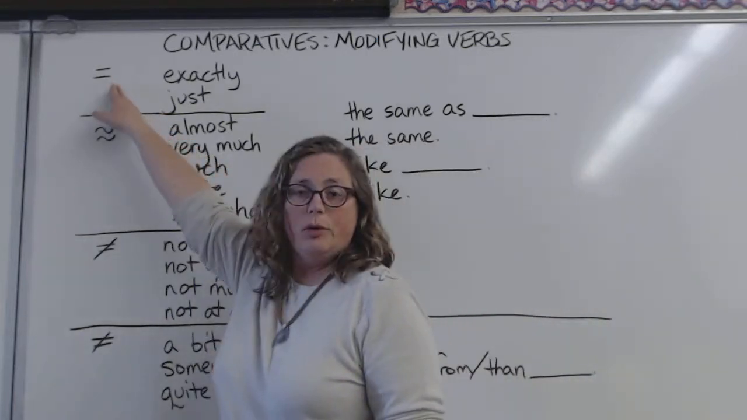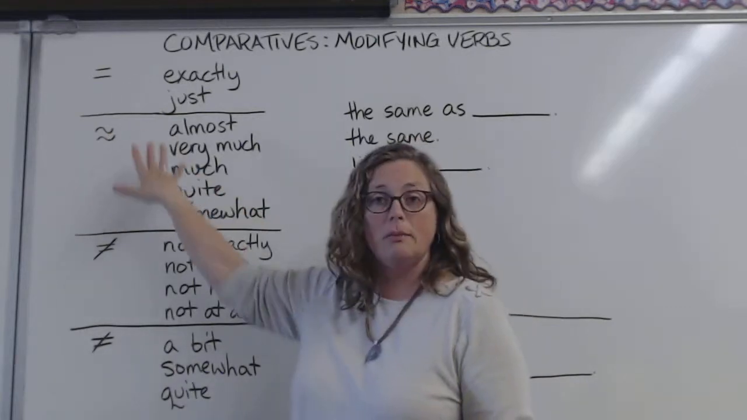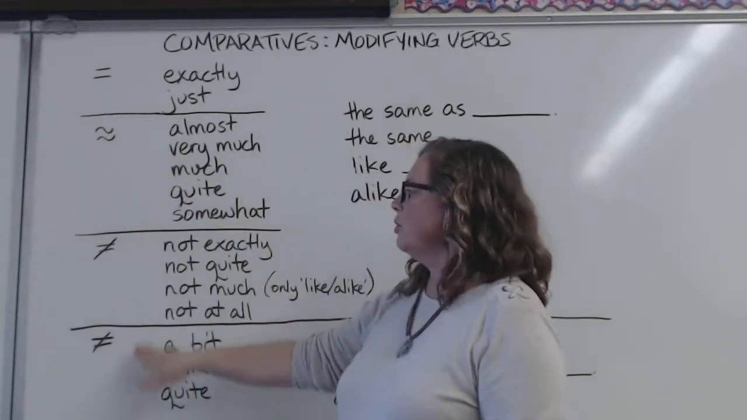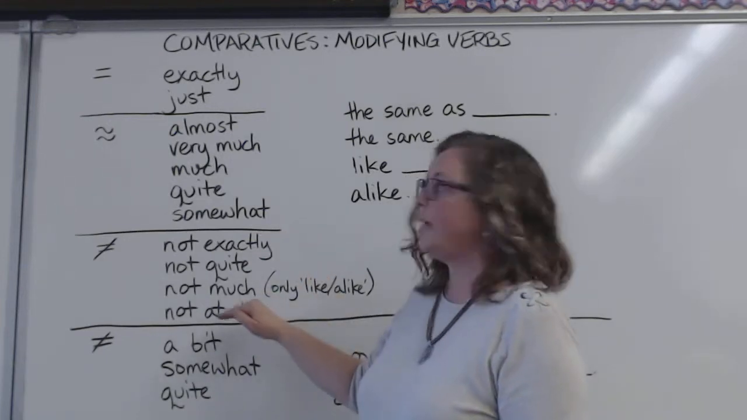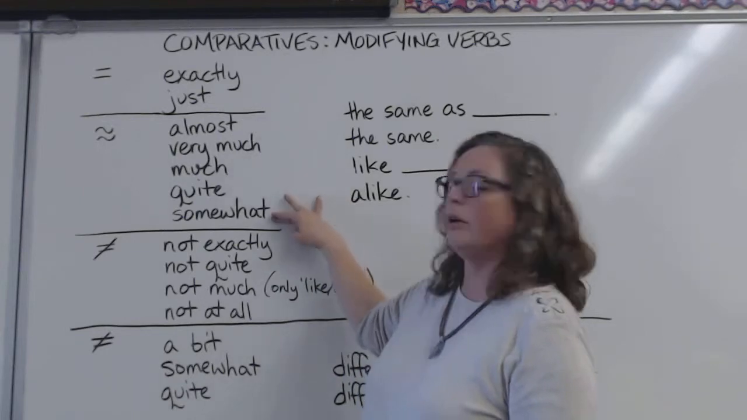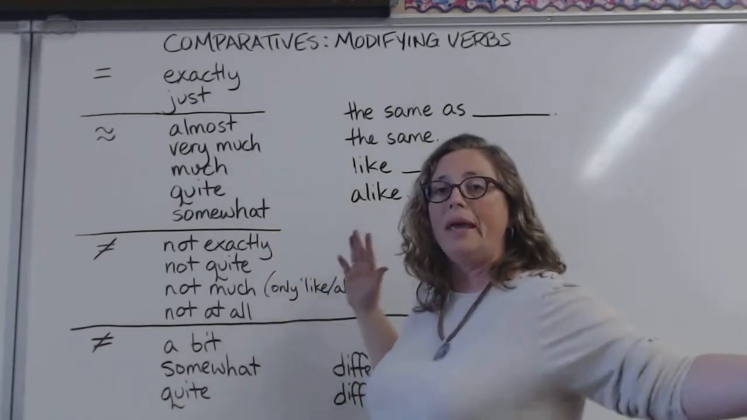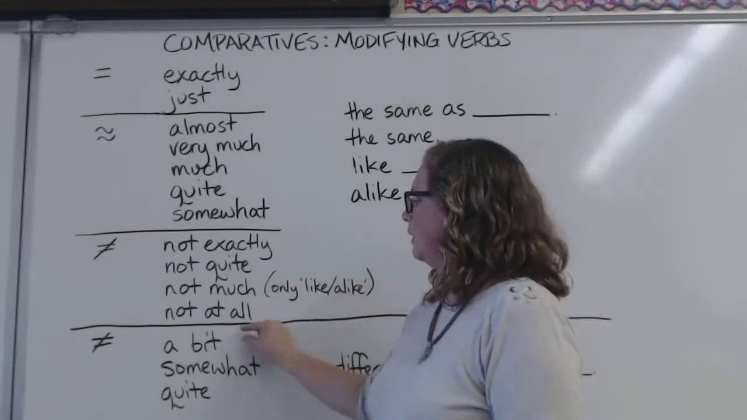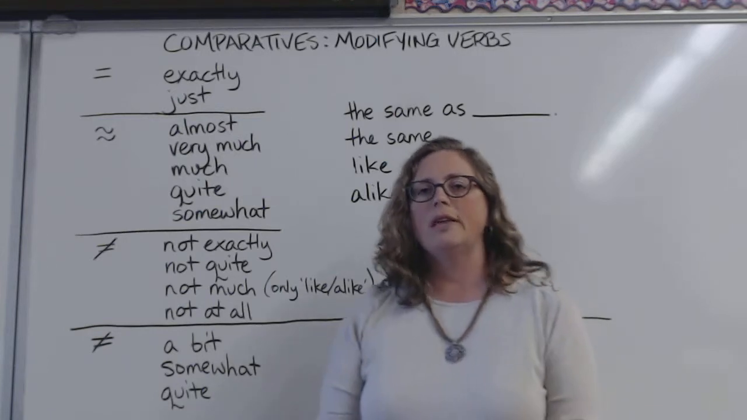If you want to say two things are the same, if you want to say that they are approximately the same, or to say that they are not the same. And we have them in degree here, from little difference to bigger difference. So let's give some examples.